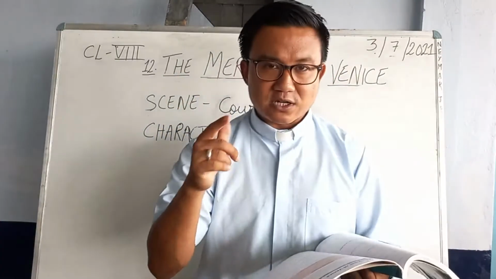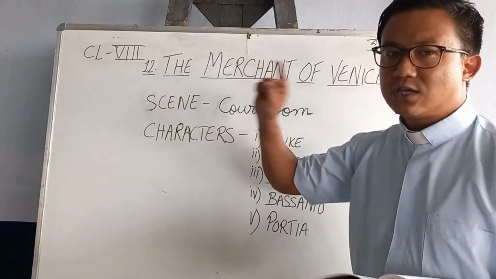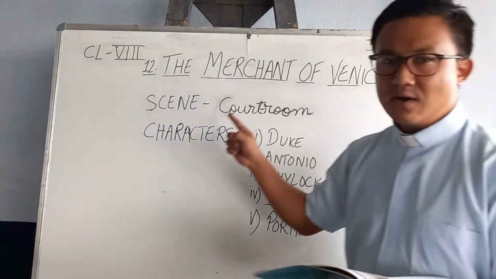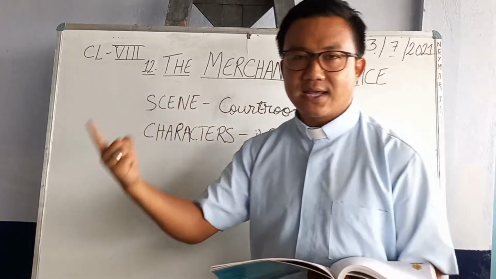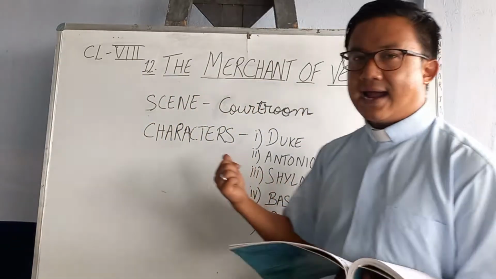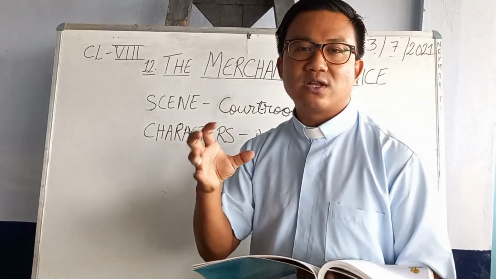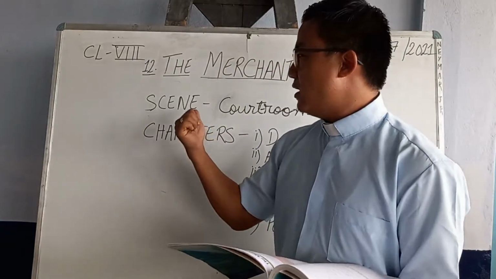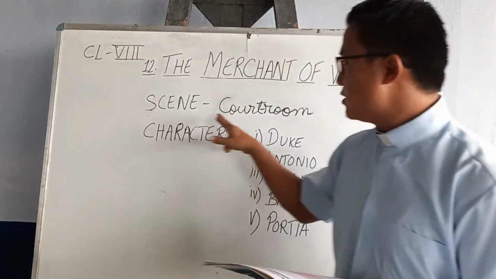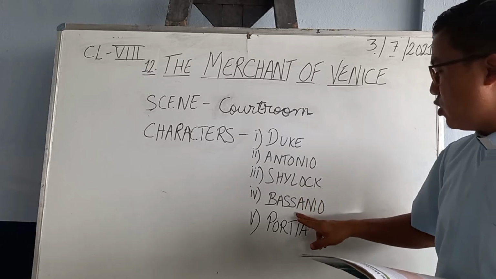So kindly take page number 127. Before that, just remember, the scene is in the courtroom. You remember Antonio had borrowed 3,000 ducats from Shylock, the money lender, and now he is not able to pay back within the stipulated time of 3 months. So Shylock has taken Antonio to court for justice. In the courtroom we have the characters Antonio, Shylock, Bassanio, Portia.